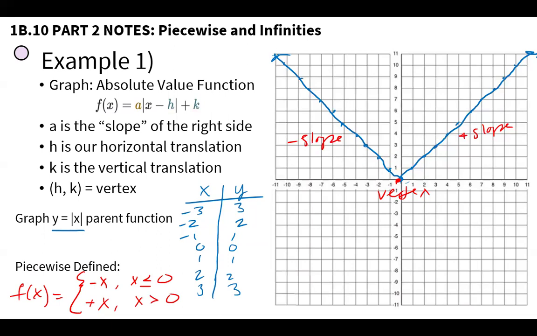X's do not repeat. So this is where absolute value functions and piecewise functions come together. Okay? You can take an absolute value function and you can write it as a piecewise defined function. And if you see that a piecewise defined function has opposite slopes, not just opposite reciprocal slopes, you can write it as an absolute value function and vice versa. Okay? So let's look at one together.